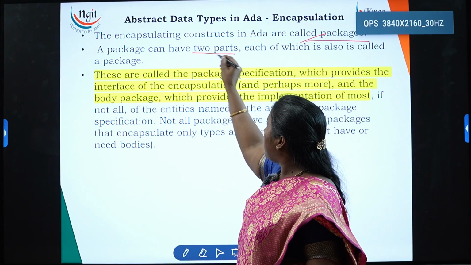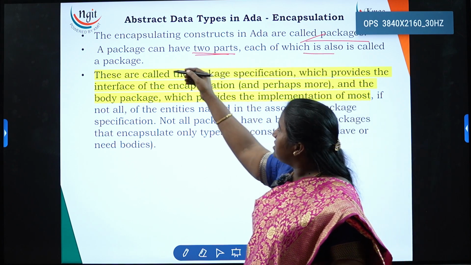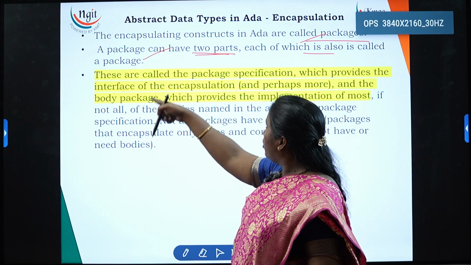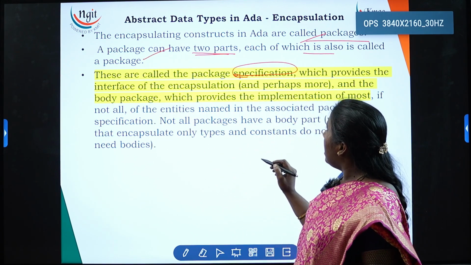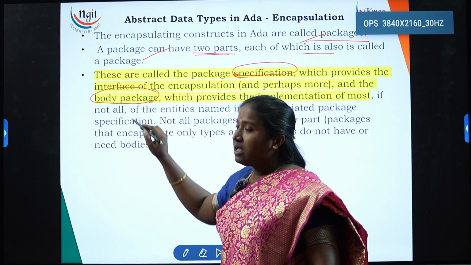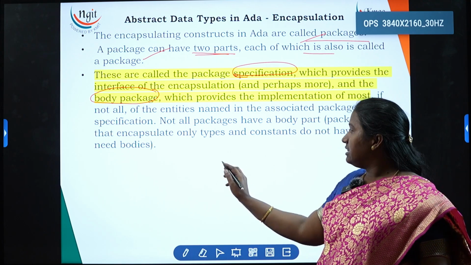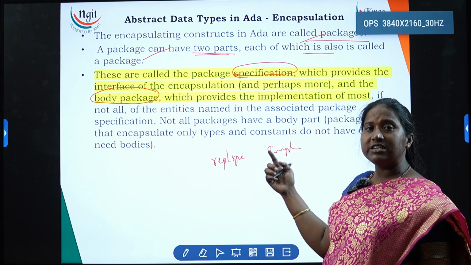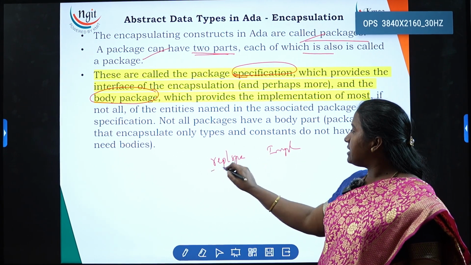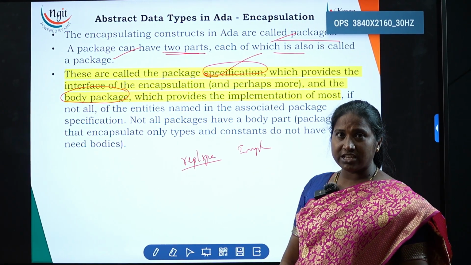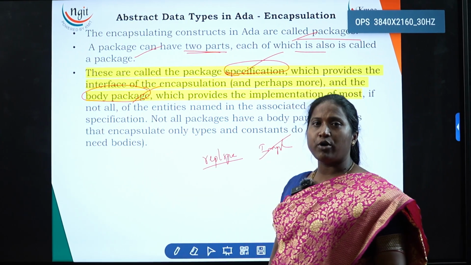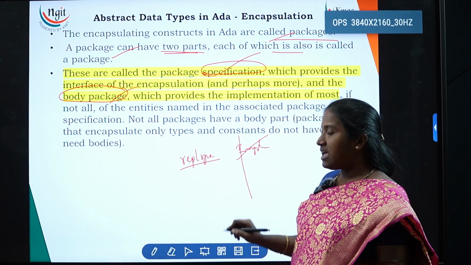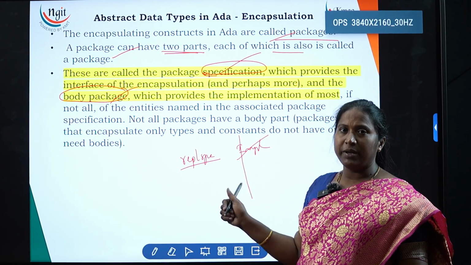And a package can have two parts. Those are the specification package, and the other one is the body package. That's what we discussed in the common phenomena, that we'll have a representation or specification part and an implementation part. The words vary from language to language. The representation part is called the specification part, and the implementation part is called the body package. So, data abstraction is maintained in the Ada programming language by restricting access to the body package, which is the implementation part.